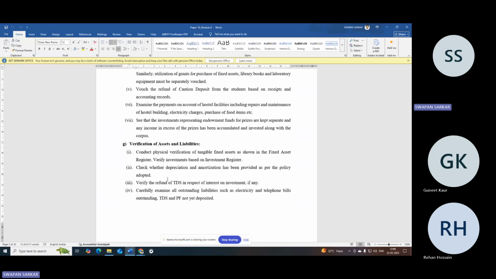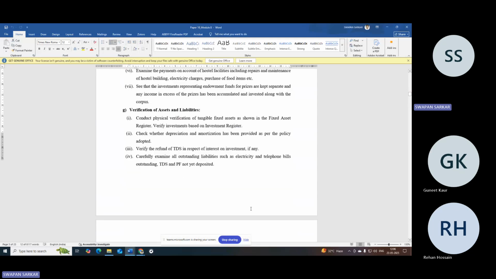Verification of assets and liabilities. Conduct physical verification of tangible fixed assets as shown in the fixed assets register and verify investments based on the investment register. Then check whether depreciation and amortization has been appropriately charged or not. Verify the refund of TDS in respect of interest. Then carefully examine all the outstanding liabilities such as electricity, telephone bill, TDS, and PF not yet deposited.